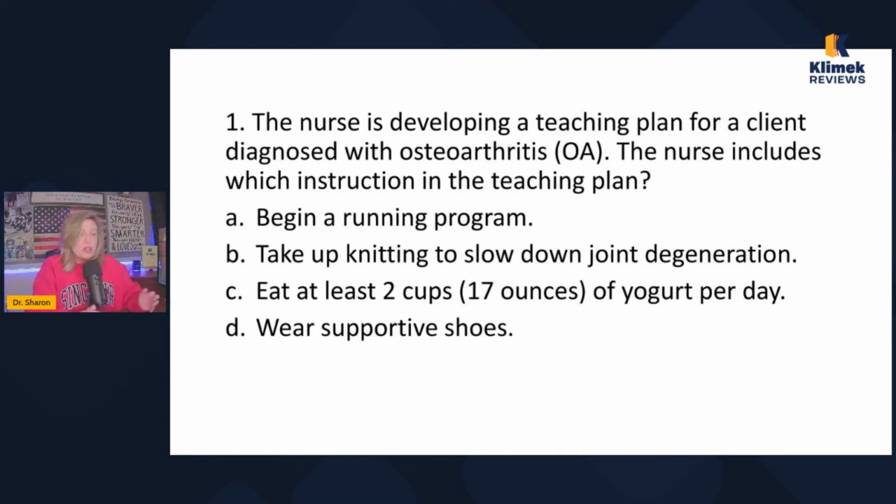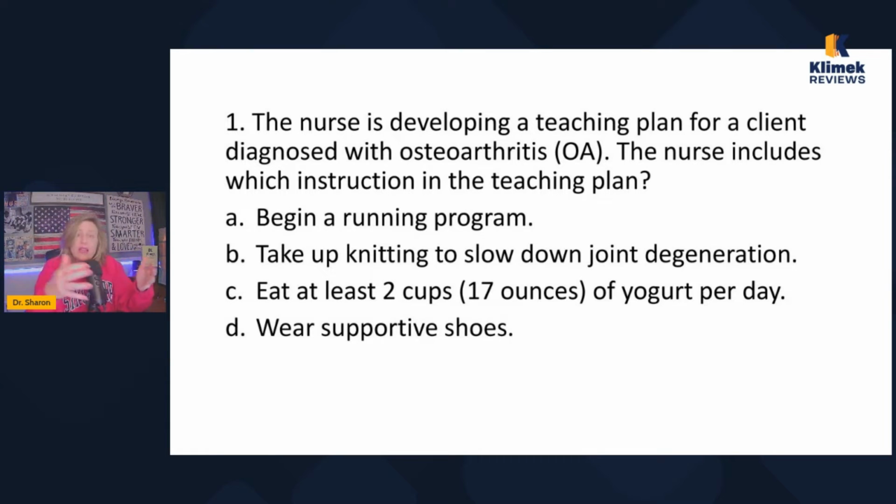So what are we going to include in the teaching? Begin a running program. Well, I don't want to put more pressure on the joints if they have osteoarthritis. So running program doesn't sound like a good idea. Take up knitting to slow down joint degeneration. Knitting. Well, knitting isn't putting pressure on the joints, but it doesn't slow down joint degeneration. The degeneration has already occurred or maybe continuing to occur as people age. But it doesn't slow it down. I can't think of any reason why that would happen.